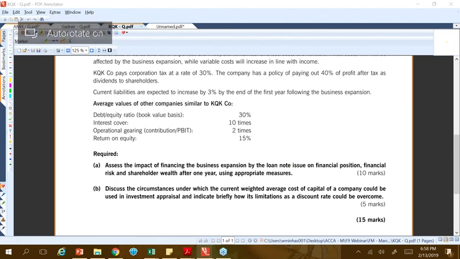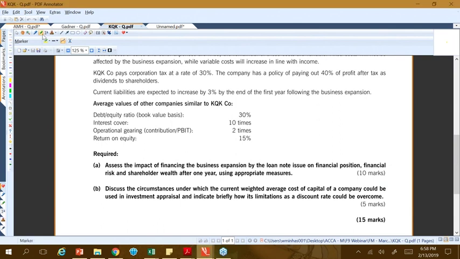So it seems that they are raising some sort of debt here. And they are asking, what will be the impact of this financing on the business expansion, on the financial position, financial risk, and shareholders' wealth after 1 year using appropriate measures, for 10 marks.